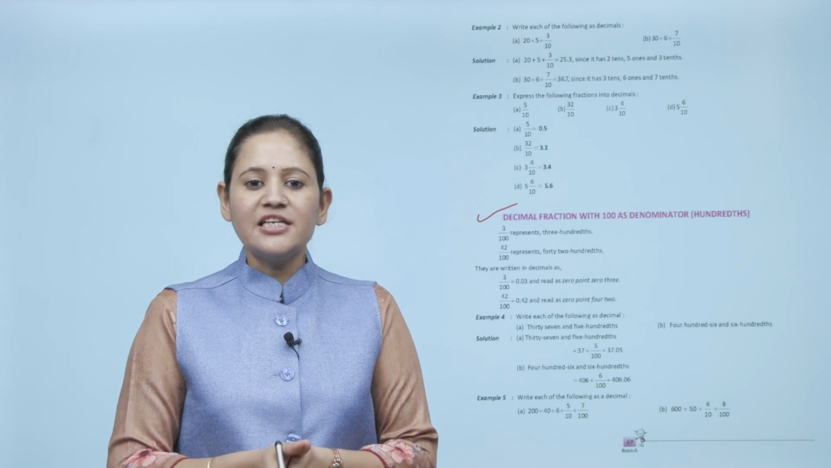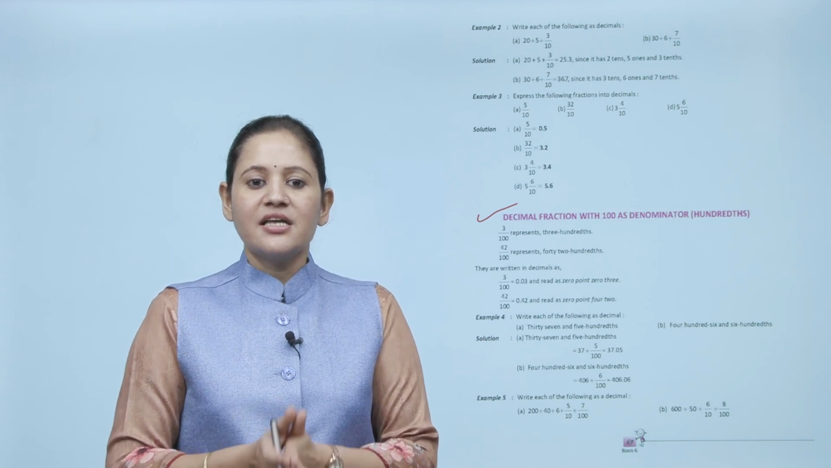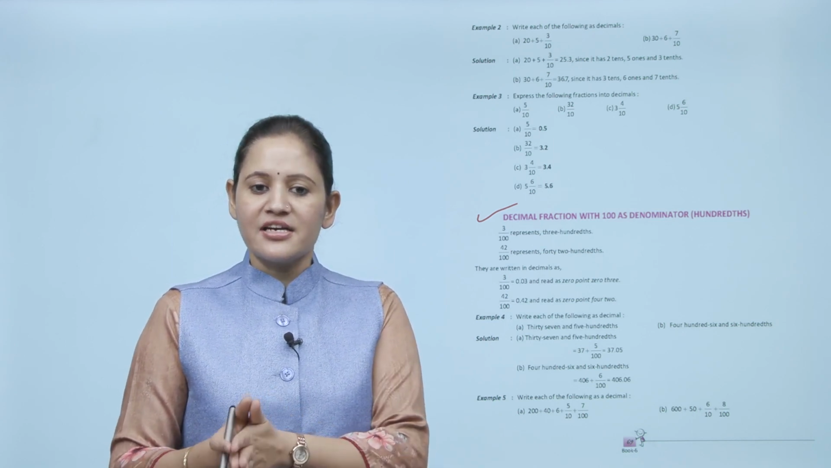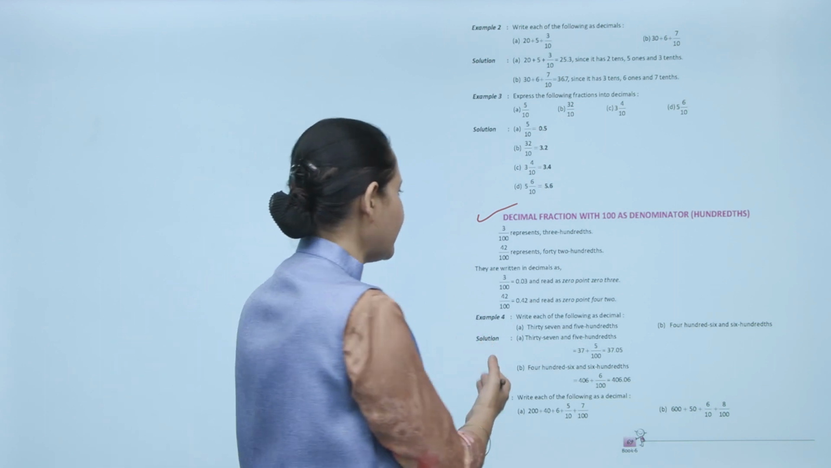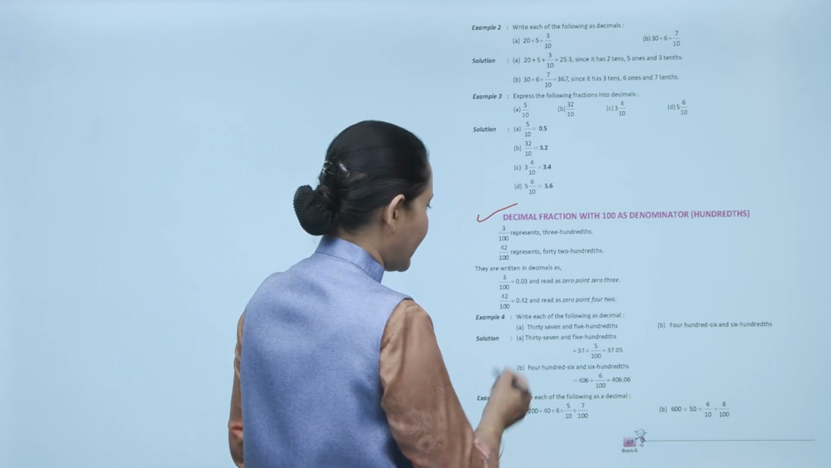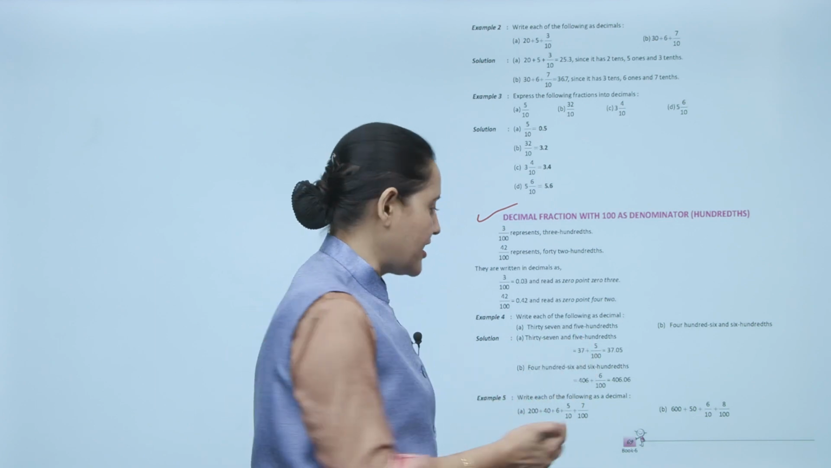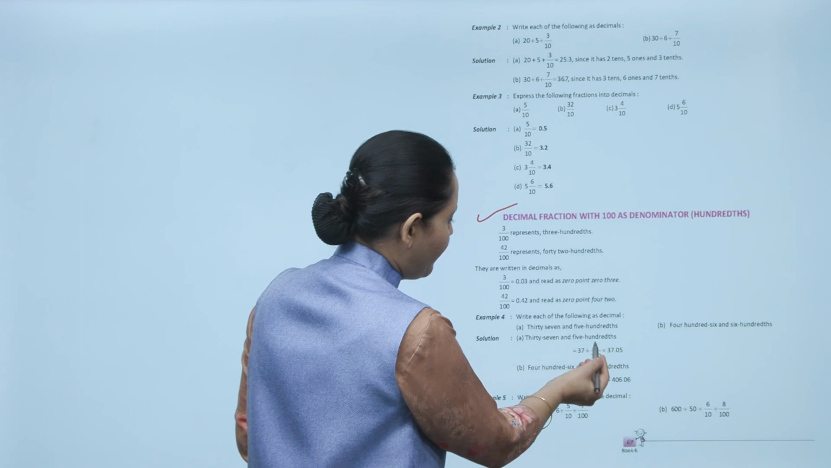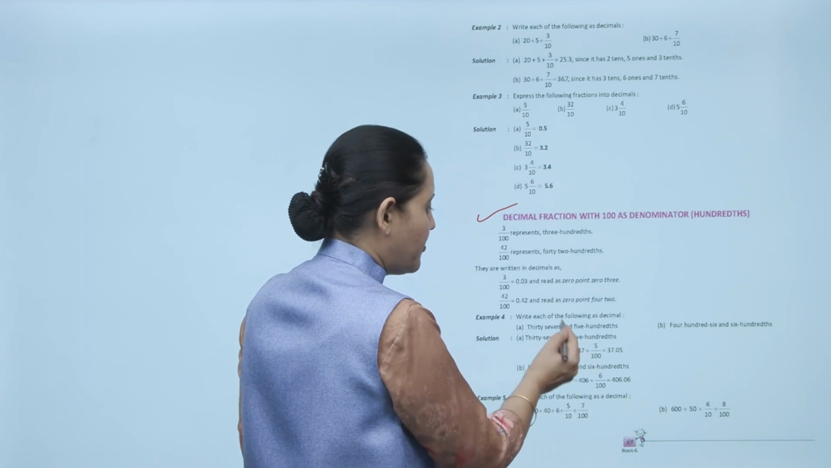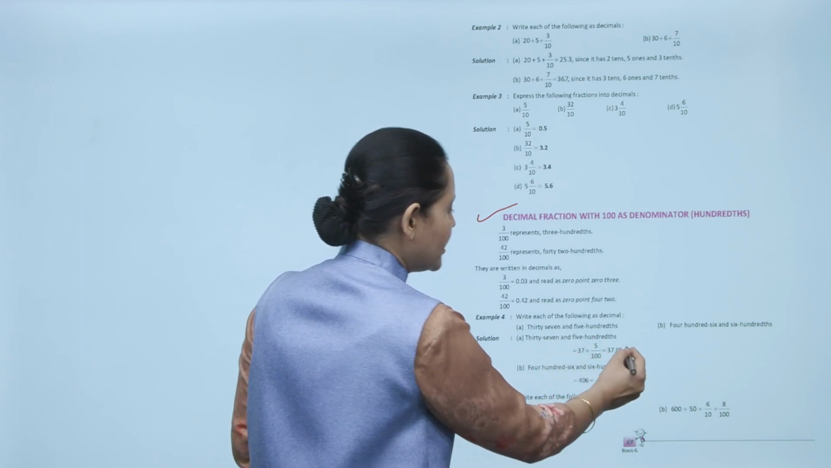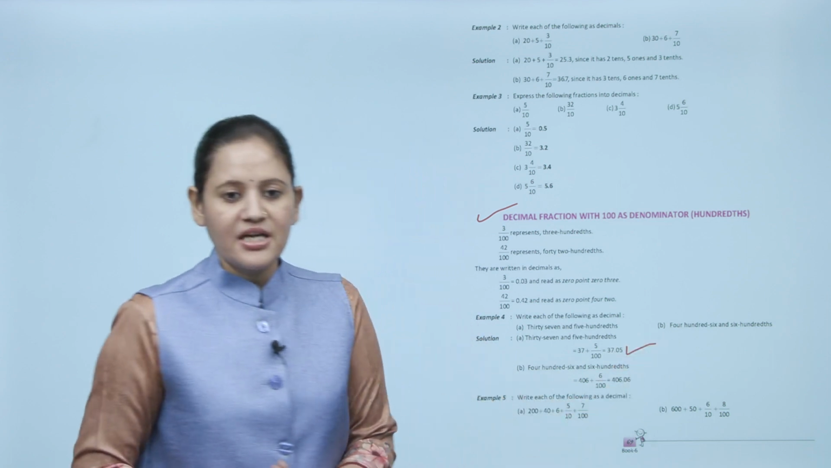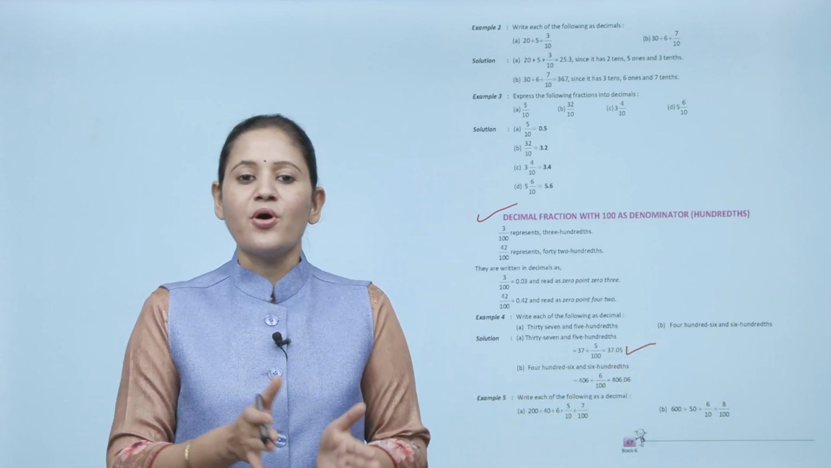Example, write each of the following as decimals. 37 and 5 hundredths. So we'll write 37 plus 5 hundredths, which means 5 upon 100. So 5 upon 100 will be equal to 0.05. So it can be written as 37.05.